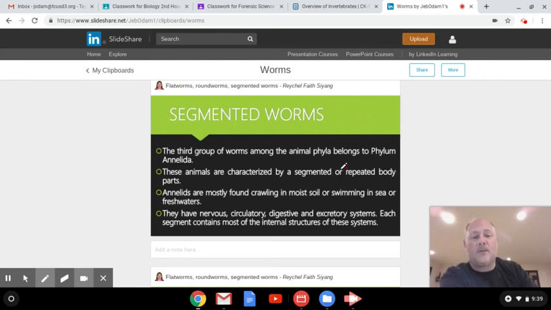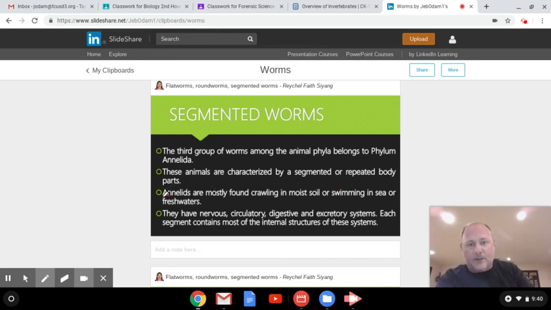Repeated body parts. And this is the first time we start to see body segmentation. Whether you know it or not, our body has certain segments to it as well. We are segmented with limbs and the way that our cardiovascular system's put together and our chest is put together. Okay, we have body segments. The segmented worms is the very start of segmentation. Found crawling in moist soil or swimming in the sea or fresh waters.